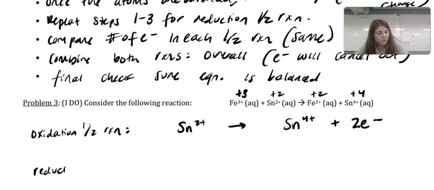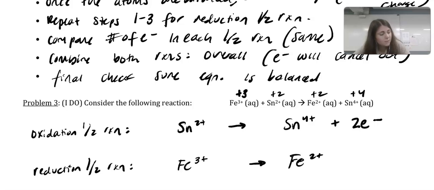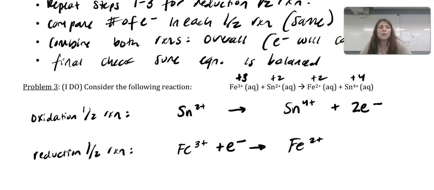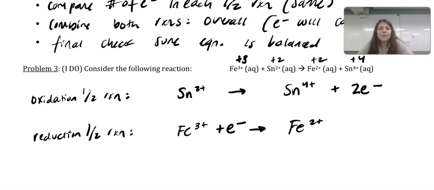Next, we need to make our reduction half reaction. Here we have Fe going from 3 positive to 2 positive. That is a change of 1 electron. So I'm going to put 1 electron as the reactant. Now to follow our next step, we need to make sure our electrons are the same. Here, they right now do not match, so I'm going to multiply the entire reduction by 2 to make that 2 electrons.